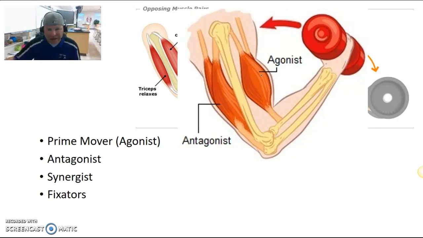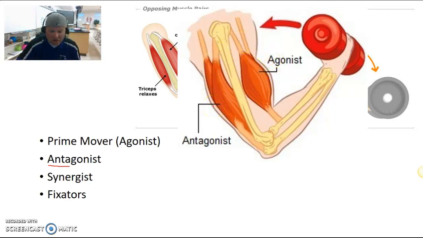That's an agonist. The guy on the opposite side. Remember, anta is for anti, opposite. Opposite guy is called the antagonist. Okay? So remember, agonist, the main mover, opposite side, antagonist.